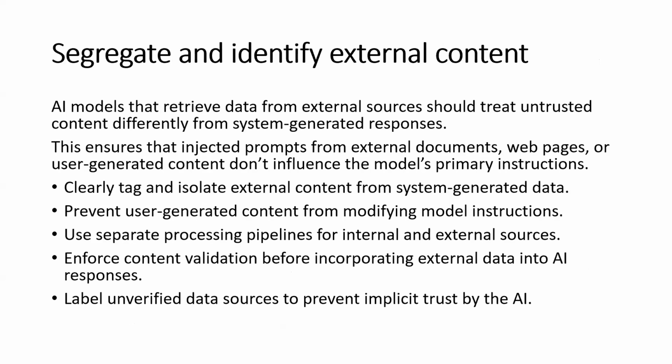The next is segregate and identify external content, right? So here you have to clearly tag and isolate external content from the system generated data. Prevent user generated content from modifying the model instructions. Then use separate processing pipelines for internal and external resources. Then enforce content validation before incorporating external data into AI responses. Then label unverified data sources to prevent implicit trust by the AI.